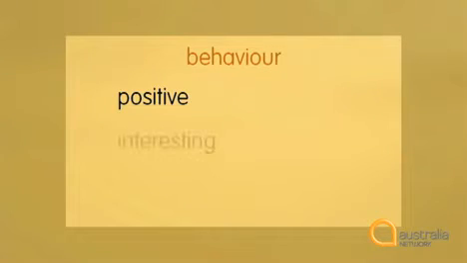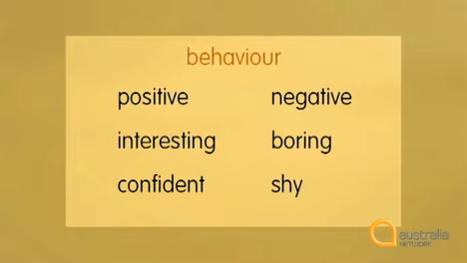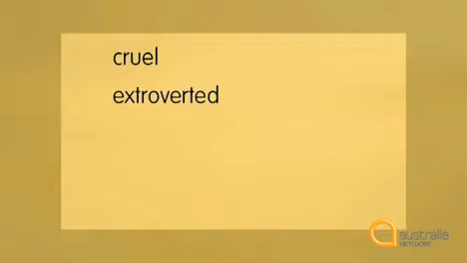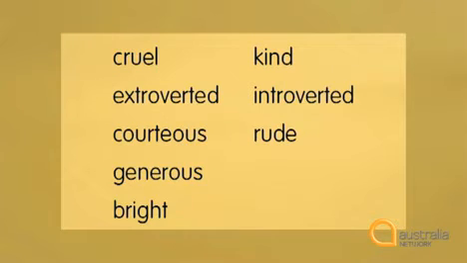And we can describe someone's behaviour too. Are they positive, interesting and confident? Or are they negative, boring and shy? When learning to describe people, it's a good idea to be familiar with opposites like these. This will help you build your vocabulary very quickly. Do you know the opposites of these words? Cruel, extroverted, courteous, generous, bright. The opposites are kind, introverted, rude, selfish, and stupid.